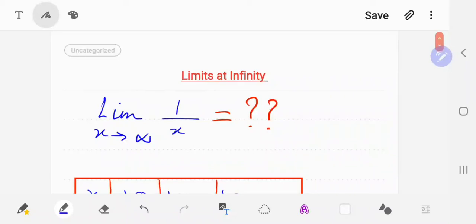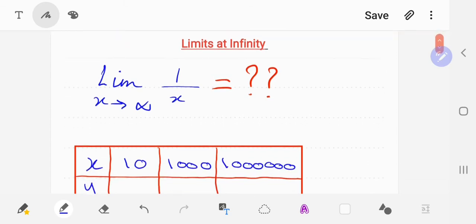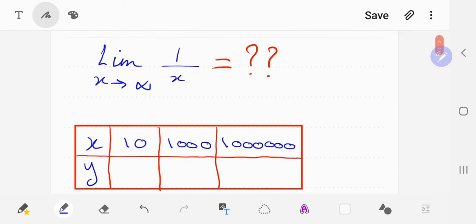Okay guys, today we're going to talk about evaluating limits as x approaches infinity. What's the answer of that and how are we going to do it? The basic way of evaluating limits is by using tables. So I'm going to choose values as x approaches infinity. Let's start with 10, 1,000, a million, and so on.